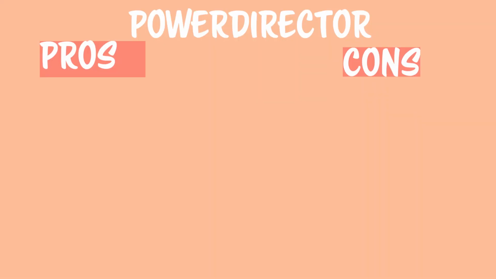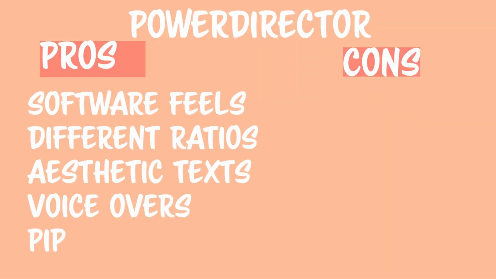App number 2 is called Power Director. So now coming to the pros and cons. The pro is that it looks more like a software with the way the timeline is arranged. It asks you which ratio you want to edit your video in, which is really helpful. And then they've got many aesthetic texts. It allows you to do voiceovers as well as PIP, which is picture in picture, which I'll be showing you later. The con, there's only one con again, and that is the watermark.